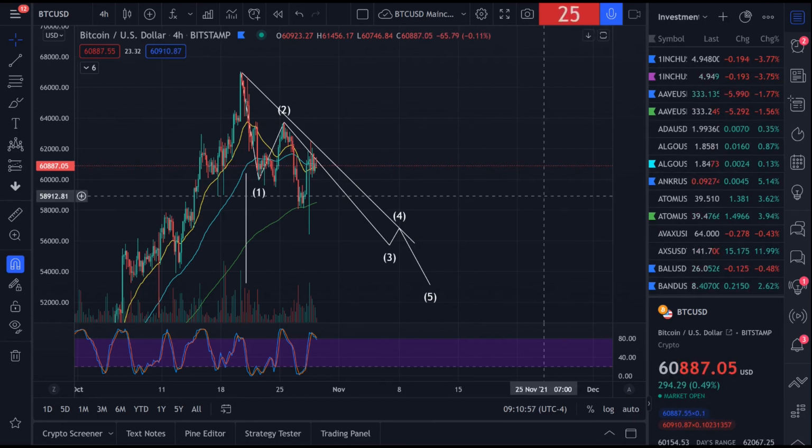And that's actually what you see after a macro top. Usually there's a period of altcoins booming because Bitcoin has started its descent.